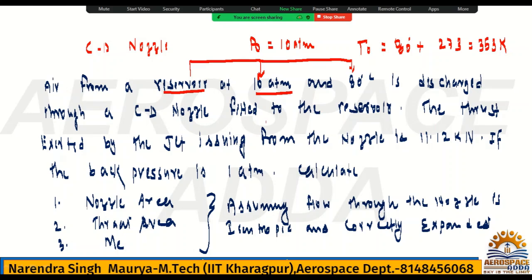And this CD nozzle is fitted to the reservoir. The thrust exerted by the jet issuing from the nozzle is also given as 11.12 kilonewton. This is also very important. And the back pressure they have given is 1 atm.